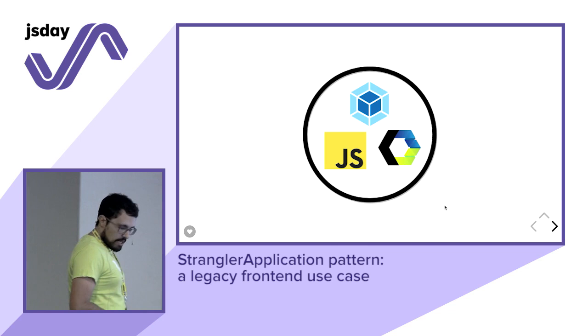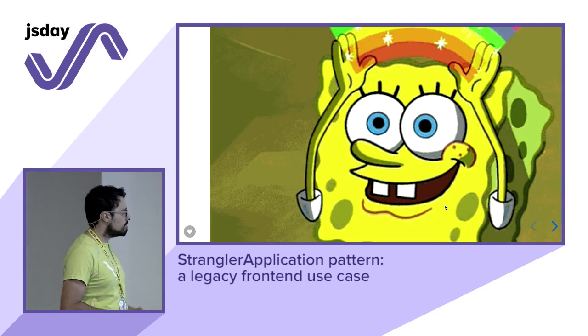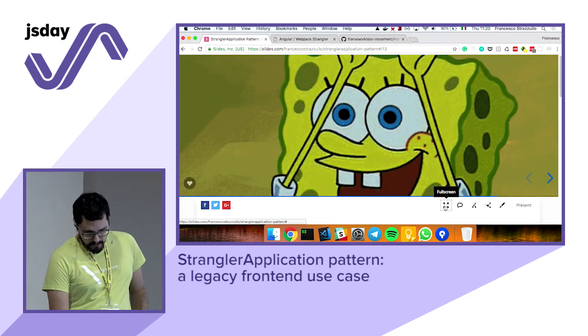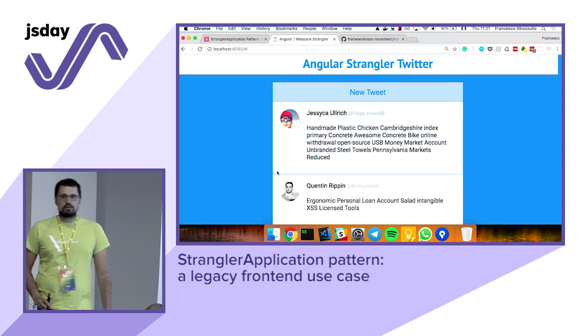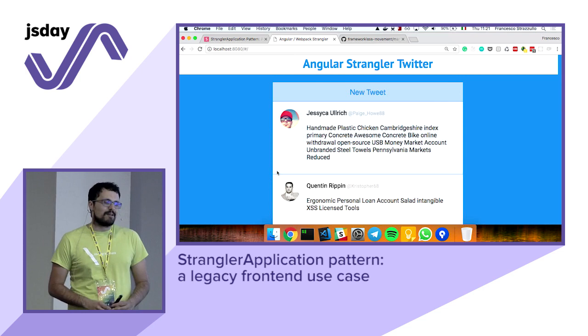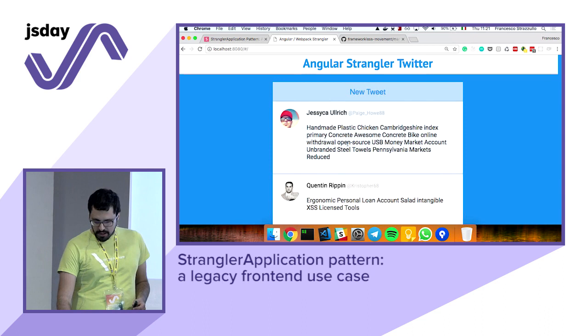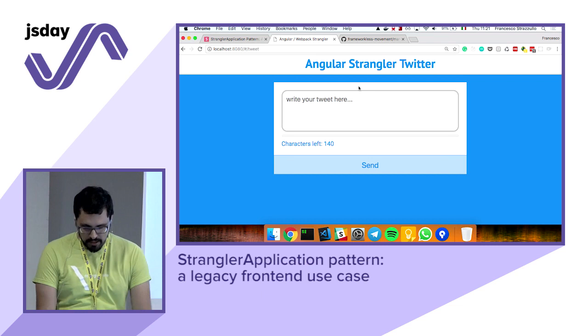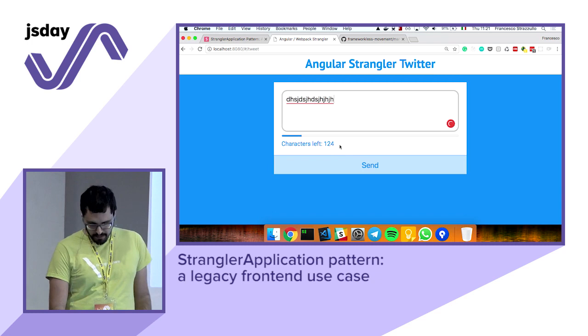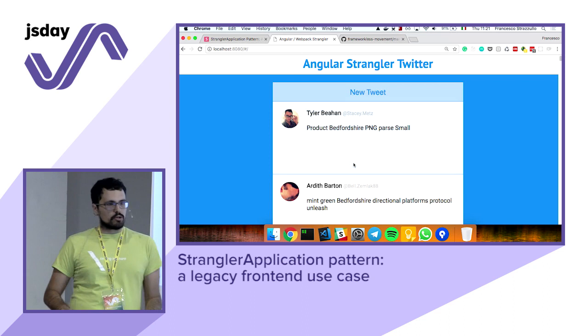Okay, you are curious enough to understand how this thing actually works, so let's do a demo. You have here a very simple AngularJS application, AngularJS 1.2, because it's the version that we have in production right now. It's just a simple tweet clone with a list of tweets and a form with a new tweet. You can write your tweet. You see the progress bar, you have characters left. Then you click send, you wait for a moment, and you return to the list. This is the application, okay?